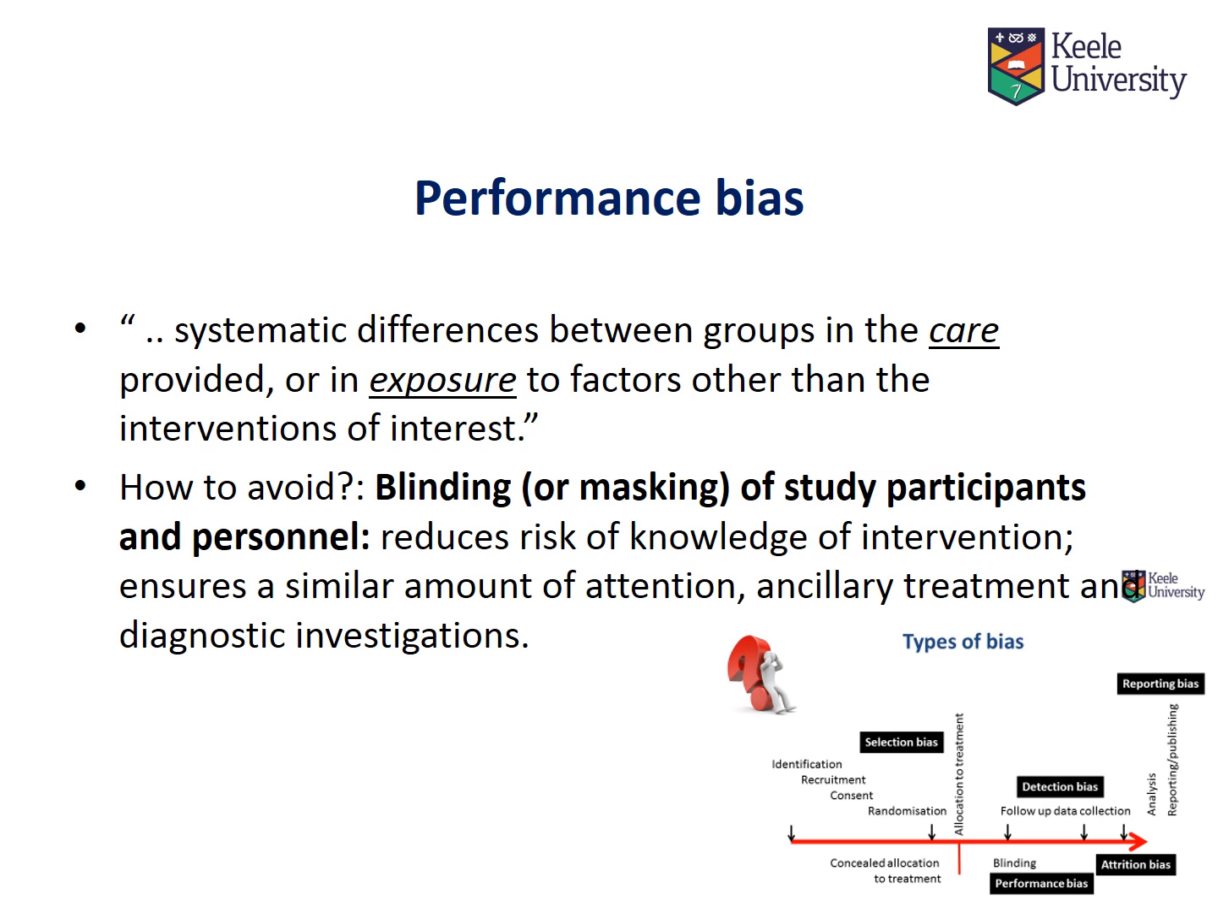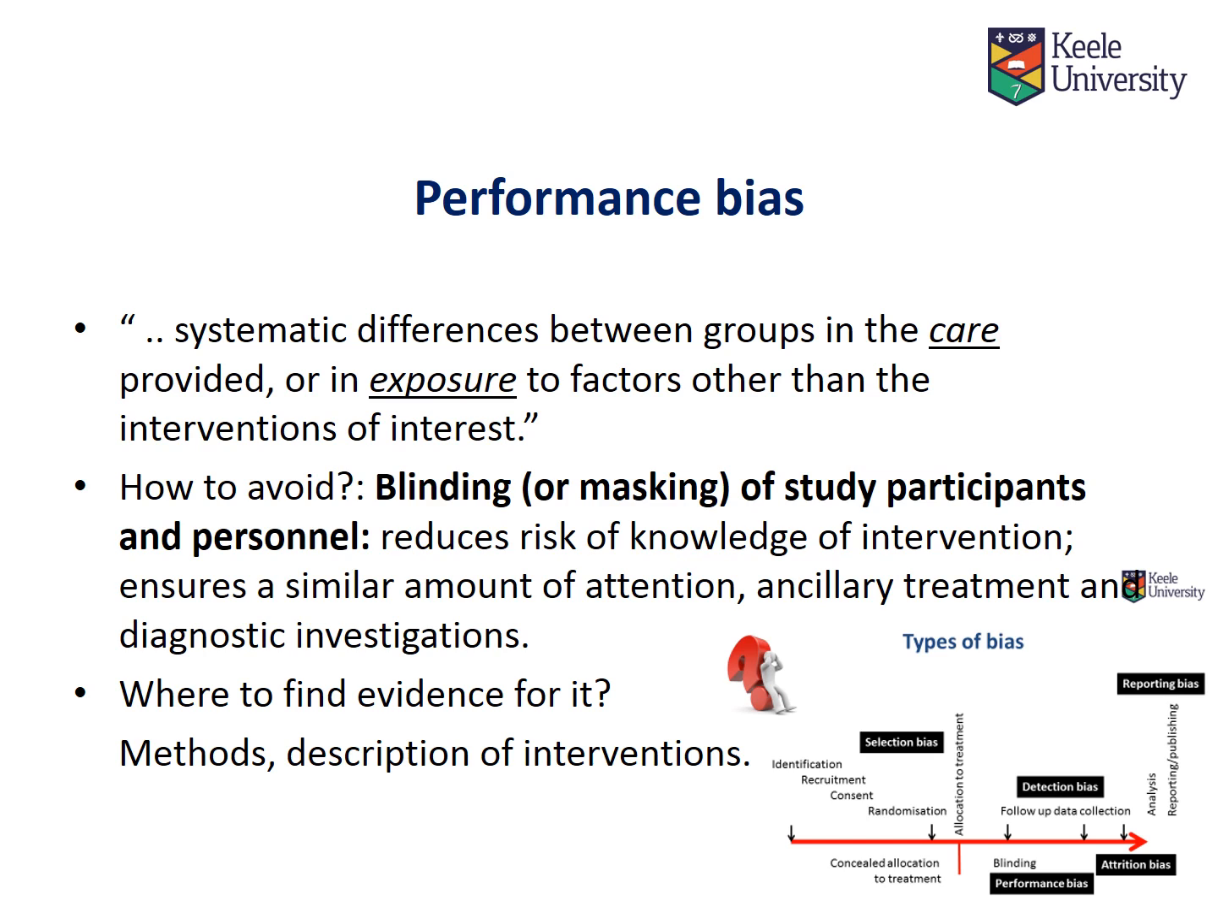How do you avoid that? Blinding. If you don't know which participant belongs to which group, then it's likely that you will do the same for both. And so if you blind participants and personnel, then you are reducing the risk. And where to find evidence for it? In the methods, a description of the intervention, and that will assure you what was actually done in each group.